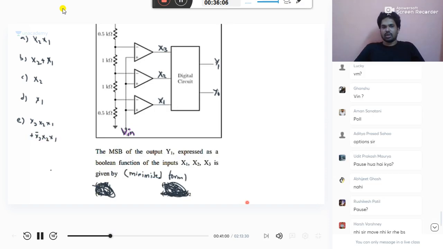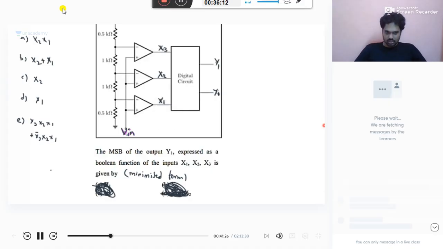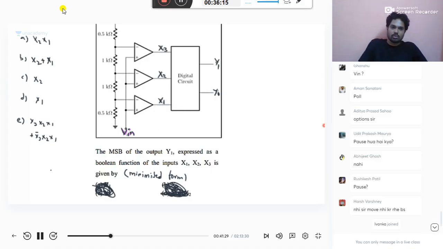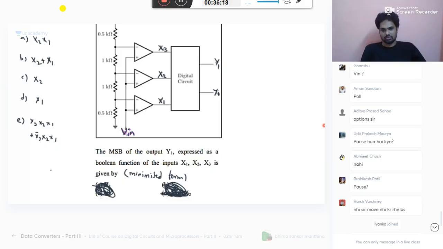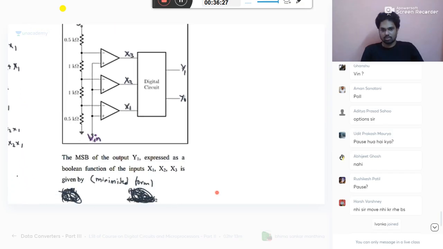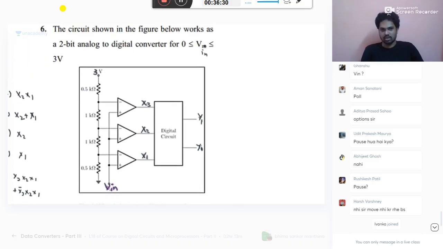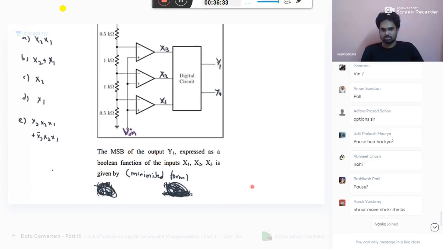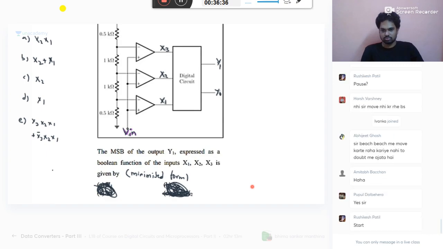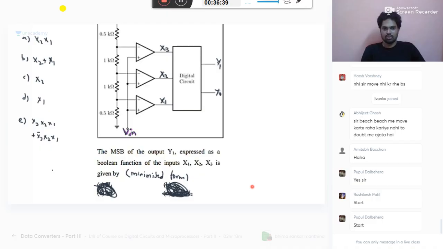Okay, are you ready? Now tell me the answer. Function of x1, x2, x3, option B, x1, option E, x3 x2 x1 plus x3 bar x2 x1. So remaining guys, can I start or wait? Shall I give some hint and all? Very good. Very good. So let's start. Excellent.